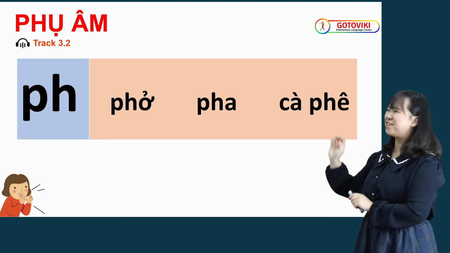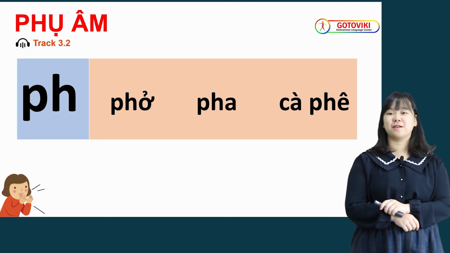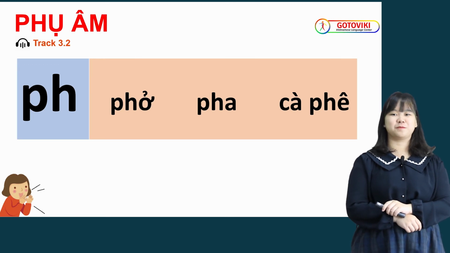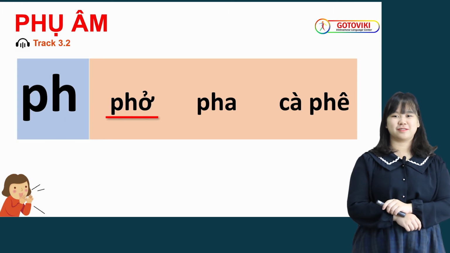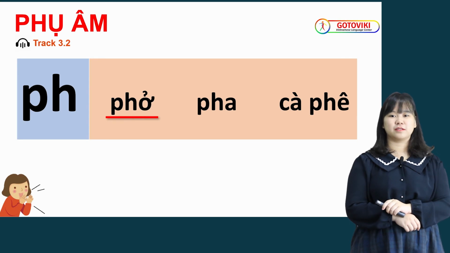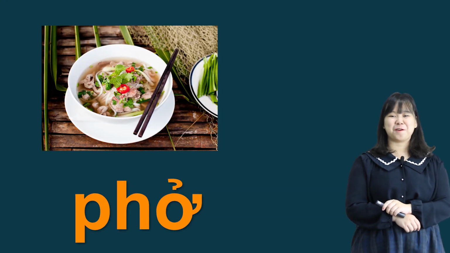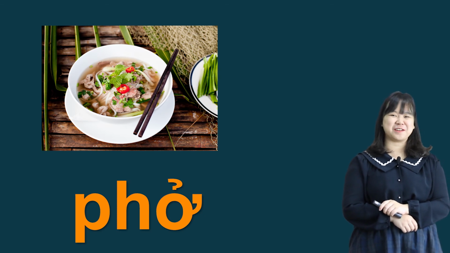Next one is the consonant phờ. Repeat after me. Phờ, phờ, phờ. For example, phở, pha, cà phê. Phở, pha, cà phê. Phở is our very famous traditional noodles. It's very delicious, and I hope that you will try it when you have time to come to Vietnam.